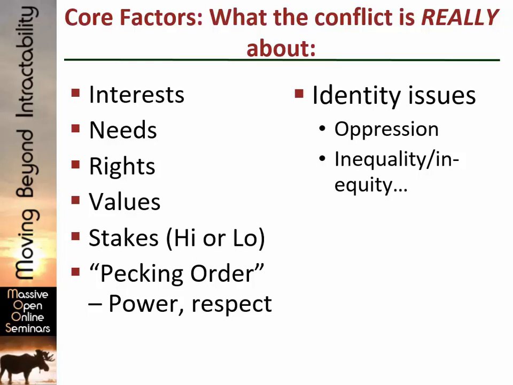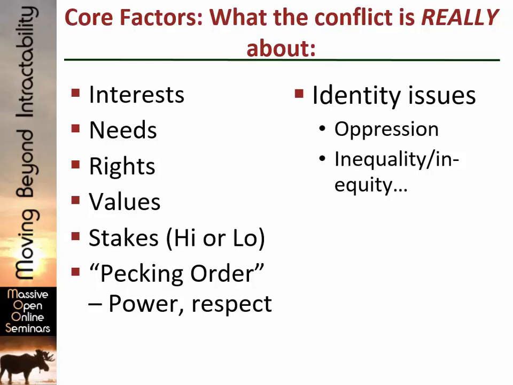security, and recognition, which are very fundamental interests, but they're different from interests because interests can be negotiated and needs cannot be. People don't negotiate away their security, and they don't negotiate away their identity. Another core factor are rights. If people believe that they have a fundamental right, a human right, or a legal right to something, they're not going to give that up, and they're going to fight for it, which makes it part of the core.